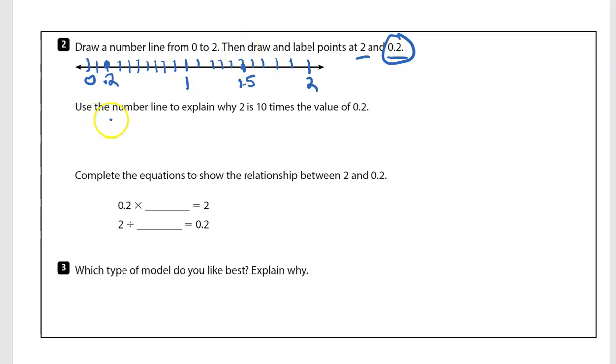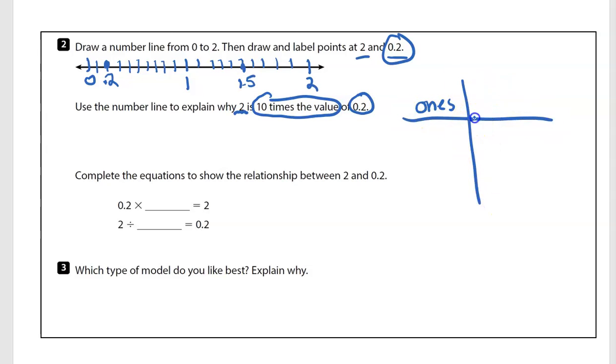And then they're asking us, well, use the number line to explain why 2 is 10 times the value of 2/10. Again, much easier to think about that place value chart. 2 is in the ones place, and then here's the ones. And right over next to that ones place is the tenths. Easiest to think of is to say that this 2/10, I would have to multiply that times 10 to shift it over to the next place value. In other words, 2 is 10 times greater.